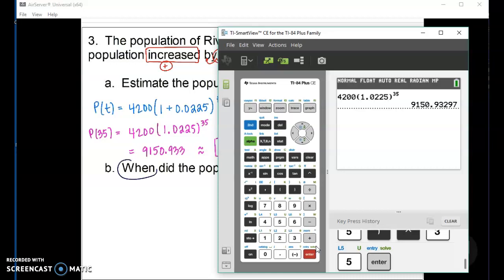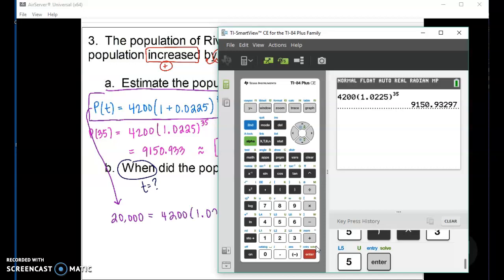So when means we're trying to find time. Did the population reach 20,000? So population P of T, we're saying is 20,000. So we're going to use our same formula that we used here, this P of T that we made. I'm going to put a box over this. But our P of T we're going to use as 20,000 equals 4,200, and then in parentheses we have 1.0225. And then we're trying to find the time this time.